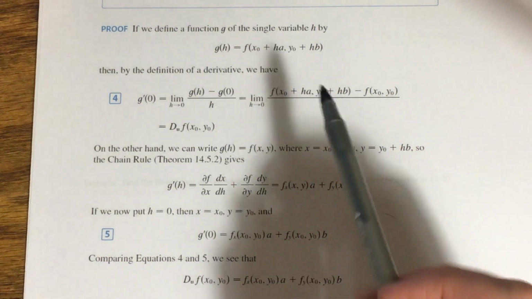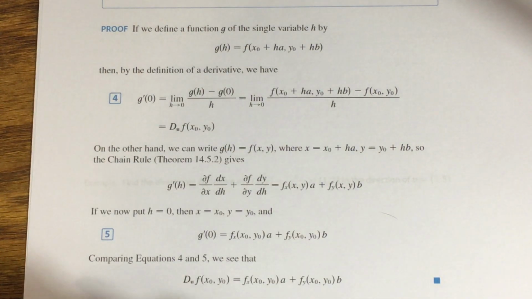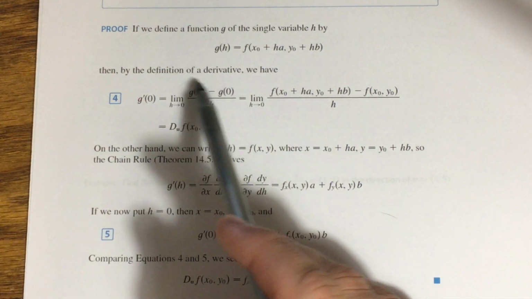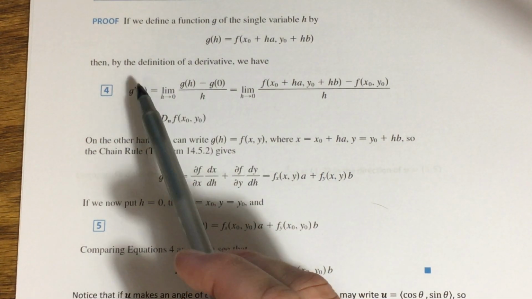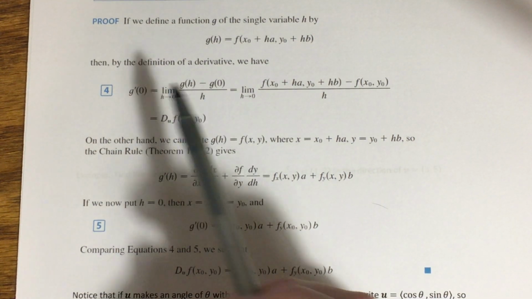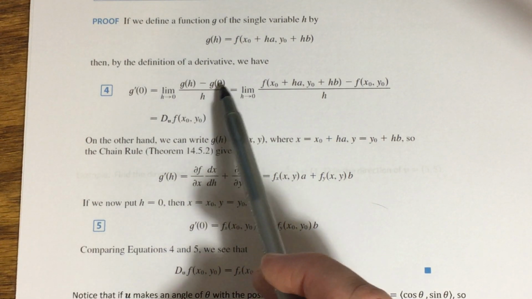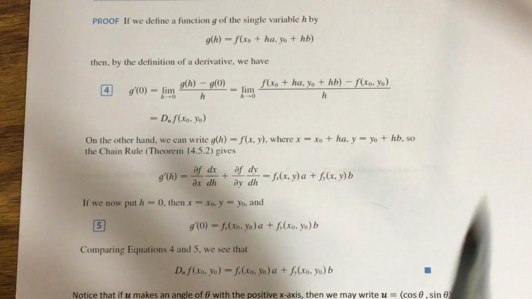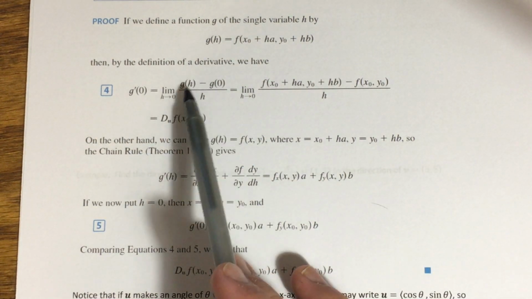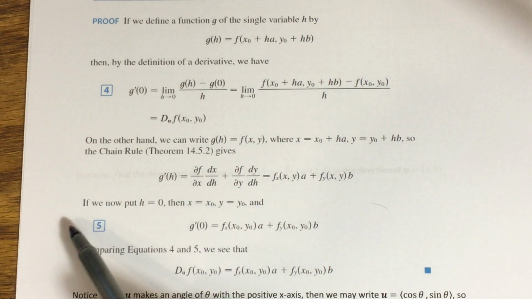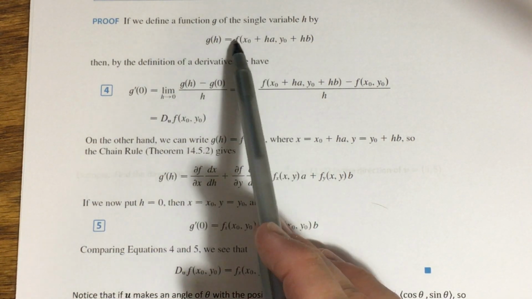Okay, so by the definition of the derivative in calculus 1, if I wanted to find g prime of 0, that's equal to the limit as h goes to 0 of g of h minus g of 0 over h. That's just straight from calculus 1. But what do these functions actually represent in terms of our two-variable function f? Well, g of h is this.